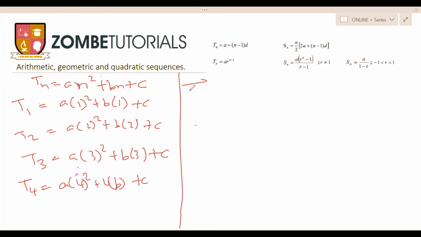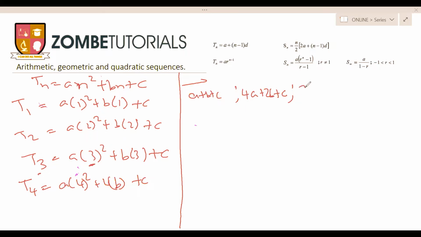So to simplify this, our first term, T1, is going to be equal to A plus B plus C, and our T2 is going to be equal to 4A plus 2B plus C. Then our third term, T3, that'll be 3 squared, which gives us 9.